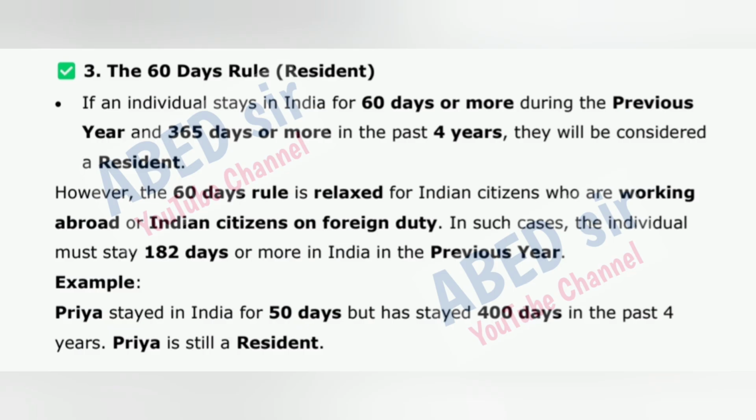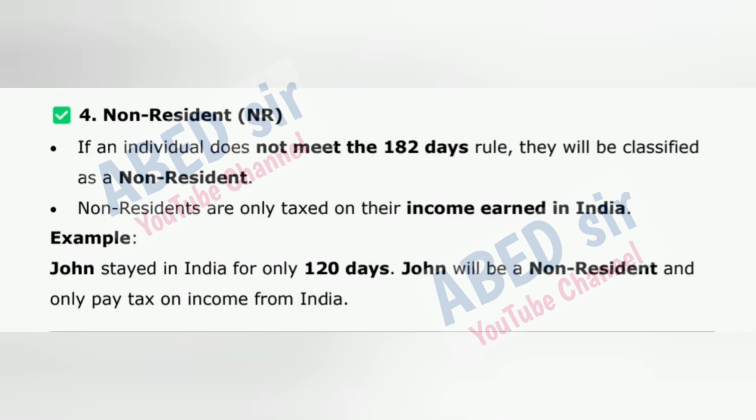Example: Priya stayed in India for 50 days but has stayed 400 days in the past 4 years. Priya is still a resident. 4. Non-resident, NR. If an individual does not meet the 182 days rule, they will be classified as a non-resident. Non-residents are only taxed on their income earned in India. Example: John stayed in India for only 120 days. John will be a non-resident and only pay tax on income from India.